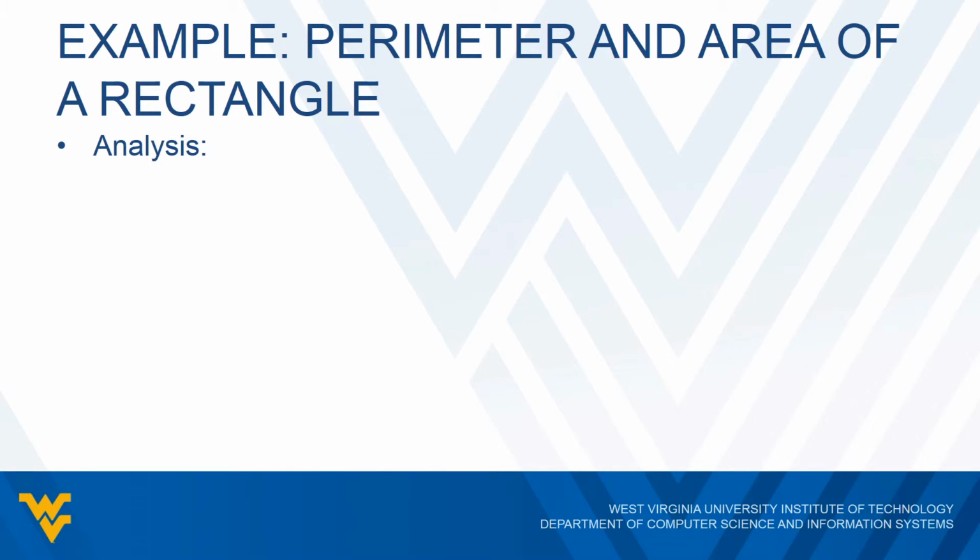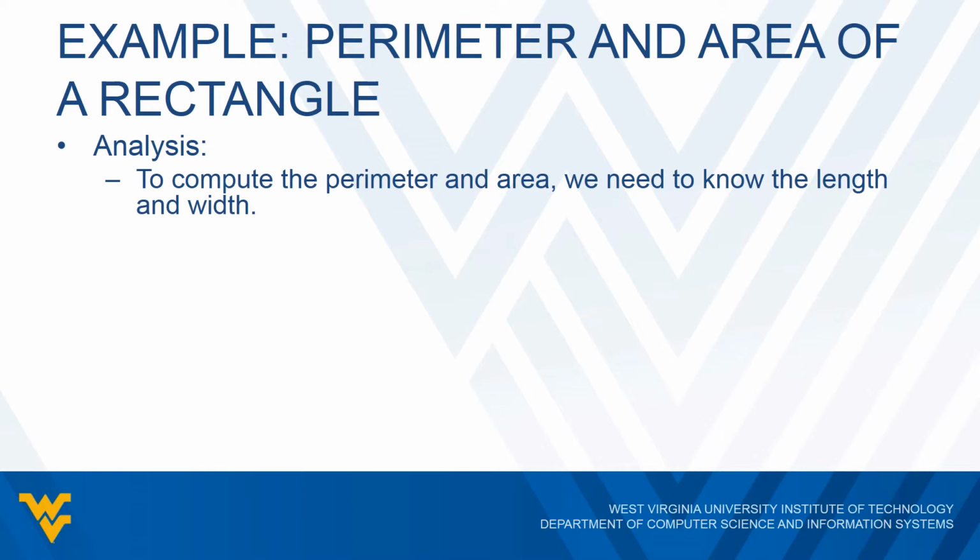So now we need to make sure we understand the problem requirements. We have to ask ourselves, what information do we need in order to solve this problem? Well, if we're going to compute the perimeter and the area, we should know some information about the rectangle. It means we need to know the length and the width. Now, is this enough information? The answer is no. This is not enough to compute the perimeter and the area. We need to know what the formulas are for computing the perimeter and the area. So we need that information.